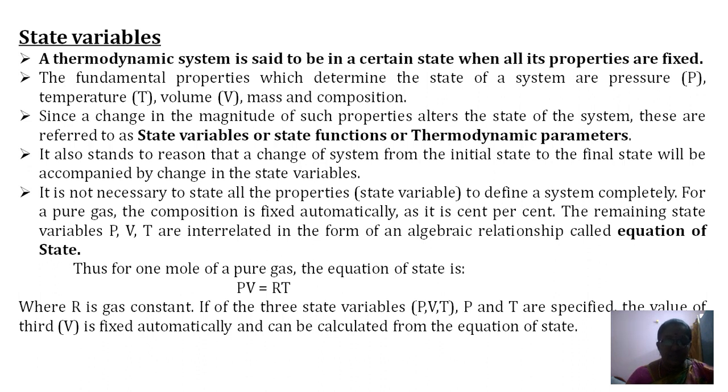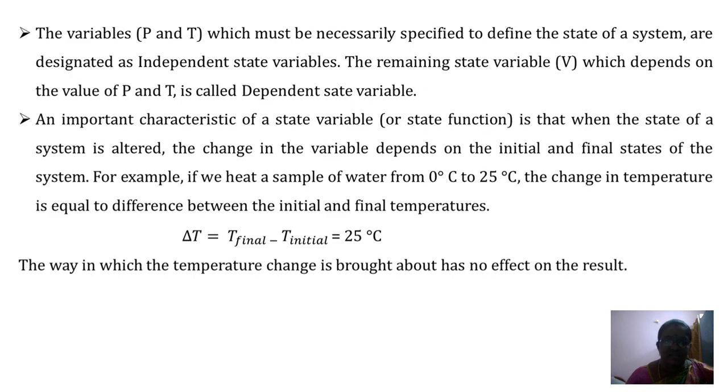We are writing it as PV equal to RT, where R is constant. If, of the three state variables pressure, volume and temperature, pressure and temperature are specified, the value of the third, volume, is fixed automatically and can be calculated from the above equation of state. So the variables pressure and temperature, which must necessarily be specified to define the state of a system, are designated as independent state variables, and the remaining state variable, which depends on the value of pressure and temperature, is called the dependent state variable because it depends on pressure and temperature.